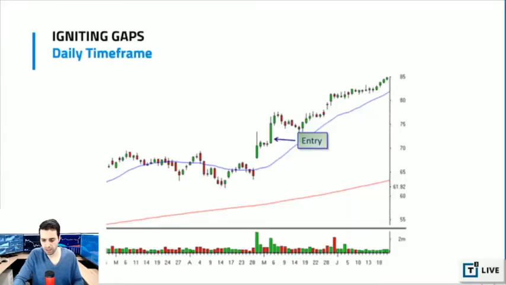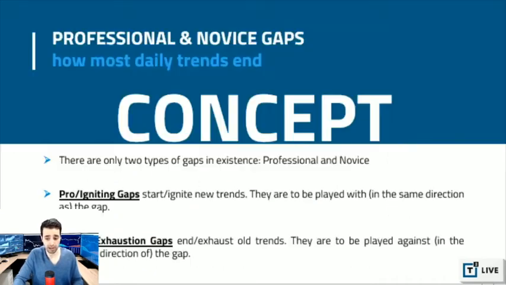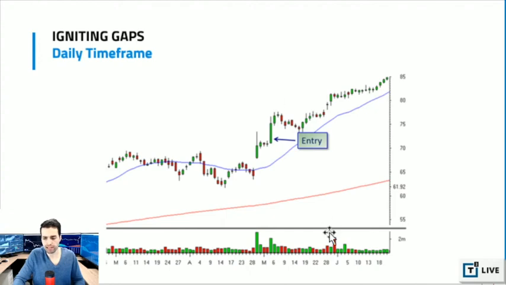Here it is. And I said, if the gap is professional, so this is what I said, right? There are 2 types of gaps. If the gap is pro, then I want to look to play it long. If the gap is novice, then I want to look for swing patterns to play against the gap. If it's a gap down, to play it long. If it's a gap up, to play it short. And I showed all these examples.